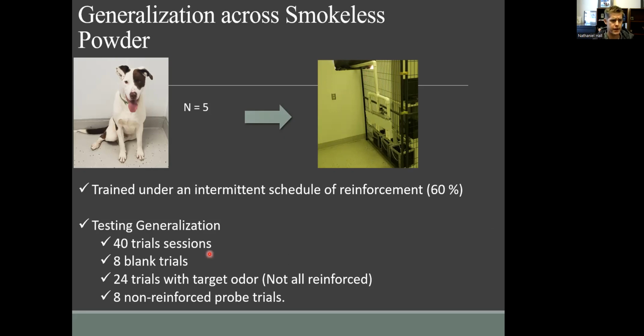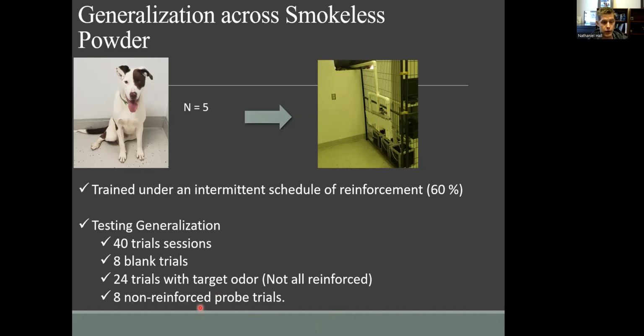Dogs were tested in 40 trial sessions. There were 8 blank trials, in which there was no target odor present in any of the containers or any samples that we were testing. They were just distractor odors purely to make sure that they would not just respond to any novel odor. There were 24 trials with the target odor. Not all of them were reinforced.